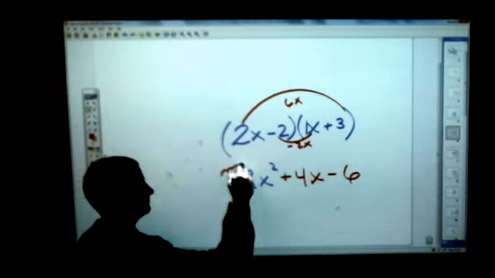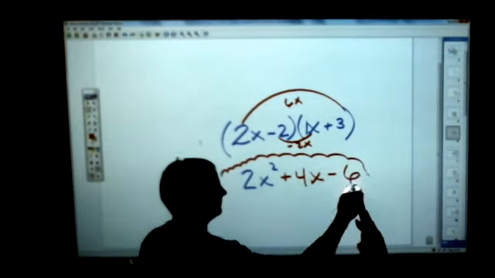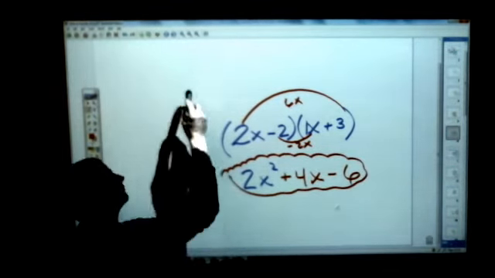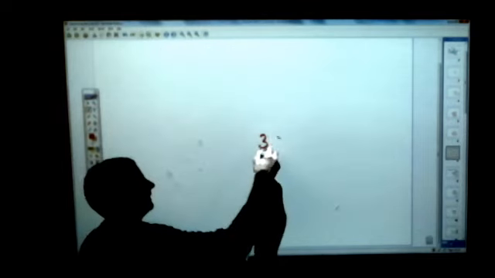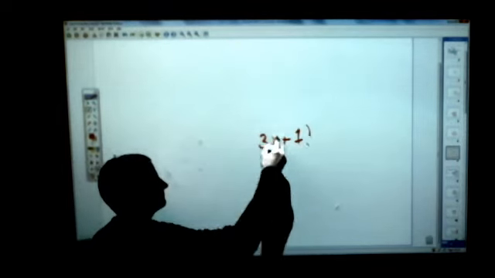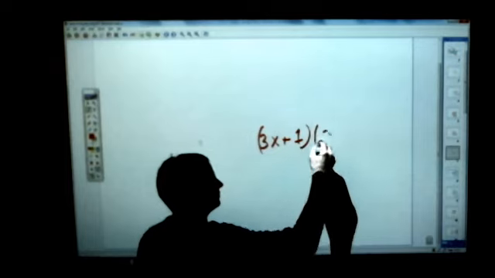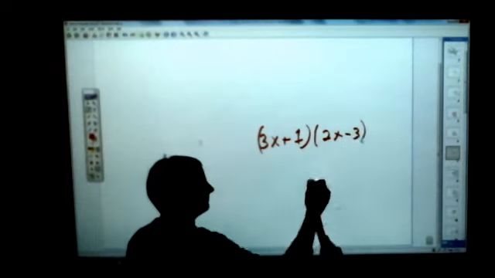How about that? Will that be the proverbial bulk? Wait, let's not say we're all done yet. What about 3x plus 1 times 2x minus 3?